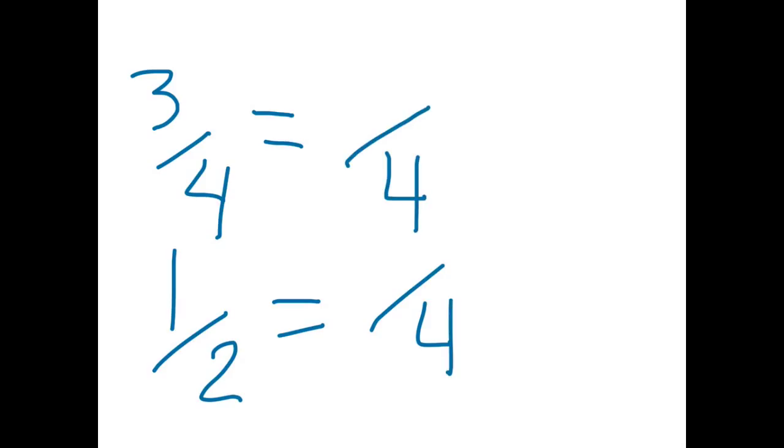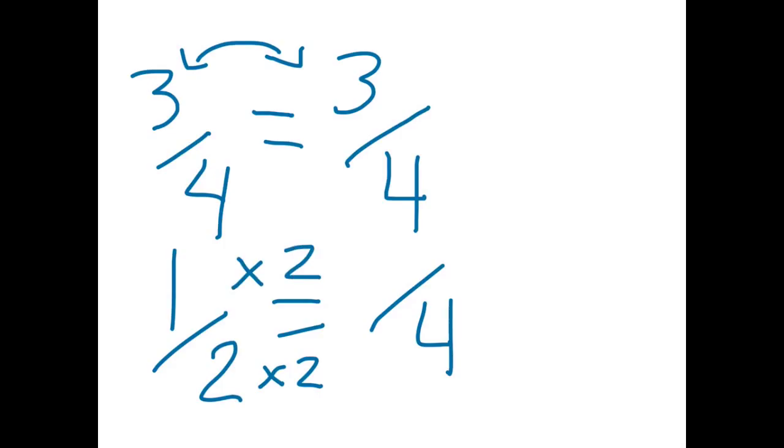So because the denominator for this one is already 4, these stay the same. But for 1 over 2, we need to change the denominator. So we know that 2 times 2 equals 4. And whatever you do to the bottom, you have to do to the top. So that means 1 times 2, which would be 2 over 4. So your equivalent fraction for 1 over 2 would be 2 over 4.